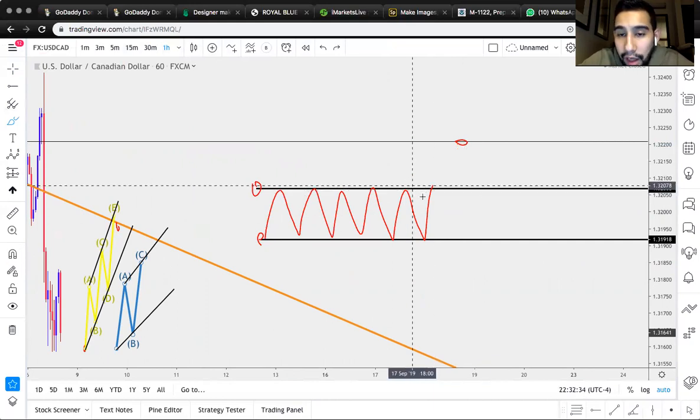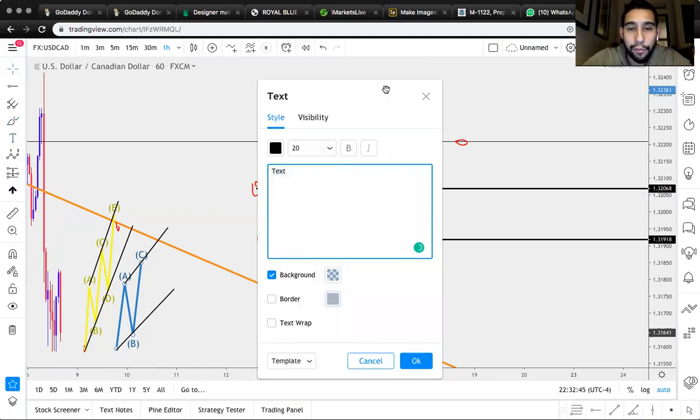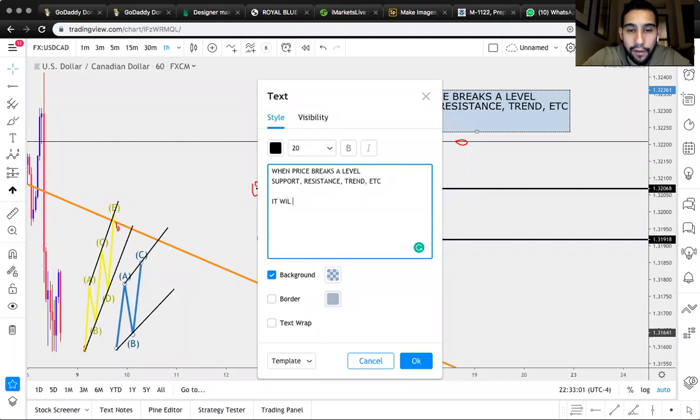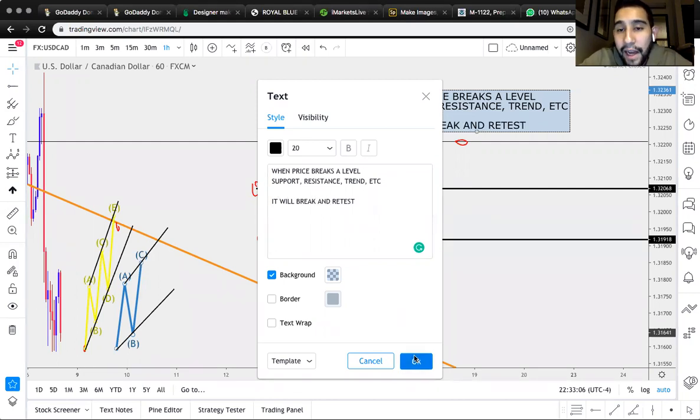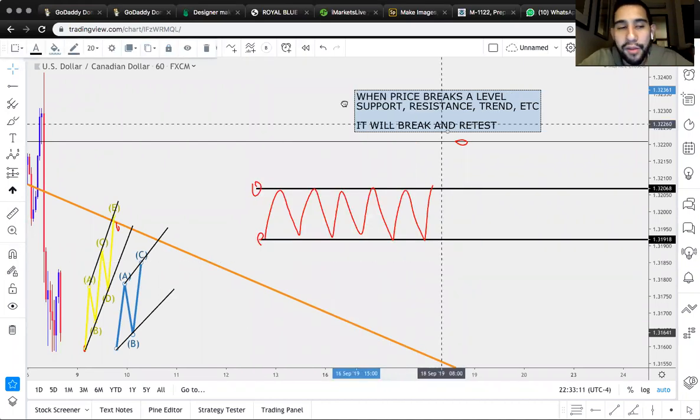When price breaks a level of support or resistance or a flag, whatever it breaks, a trend, price is always going to do what is called break and retest. Let me put it: when price breaks a level, let's put support, resistance, trend, etc., it will break and retest. Break and retest. That, my friend, should be your number one favorite word. Break and retest.